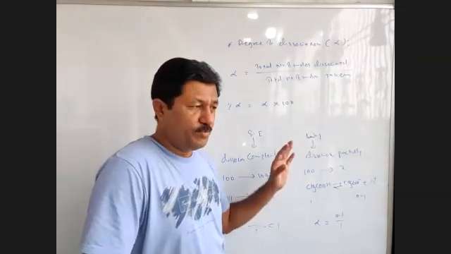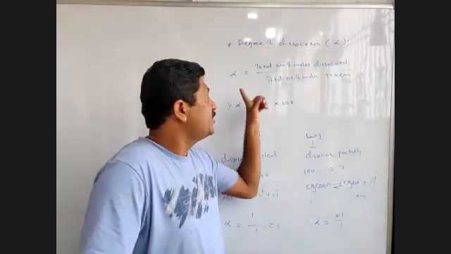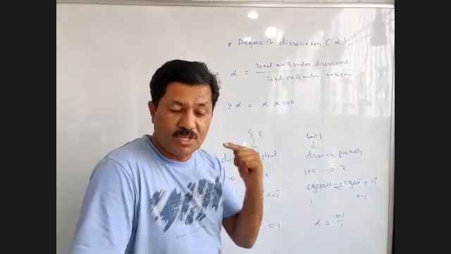Clear? Once we have this degree of dissociation, Ostwald's dilution law gives the relation between the degree of dissociation for a weak electrolyte and its Ka or Kb. So that is what we will discuss.